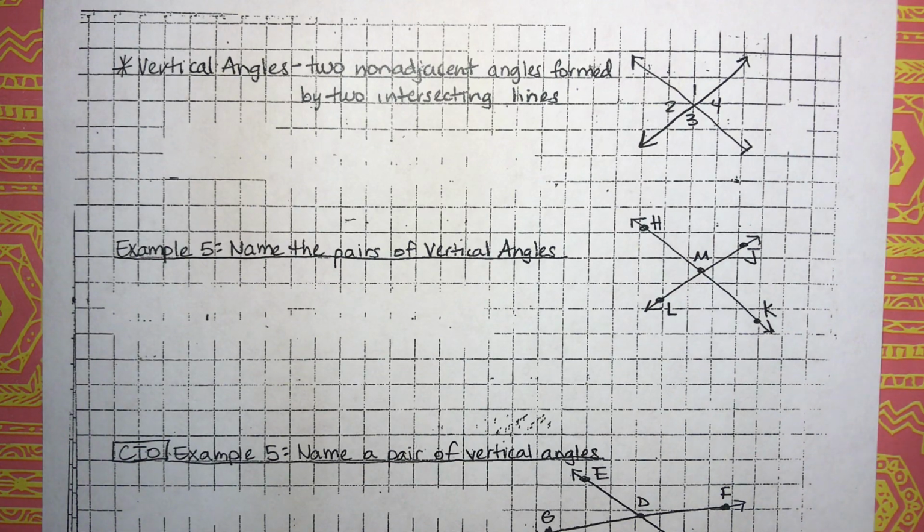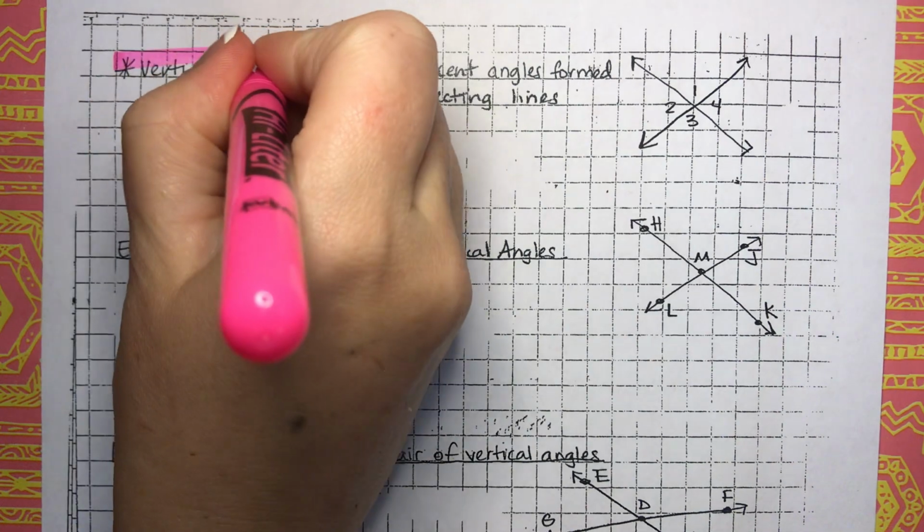All right, we are back. We're getting ready to talk about example 5. Before we do that, we have to talk about this vocabulary term, which is called vertical angles.